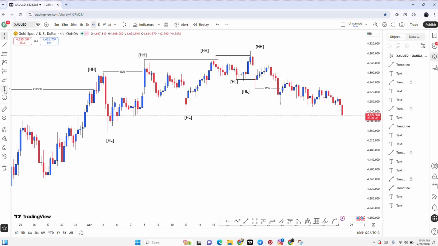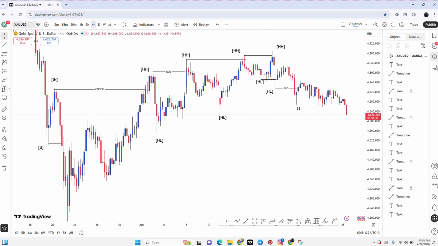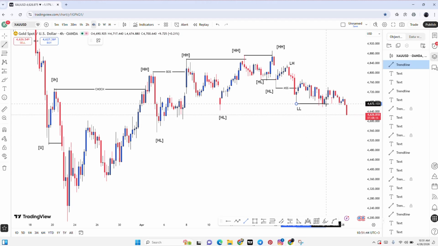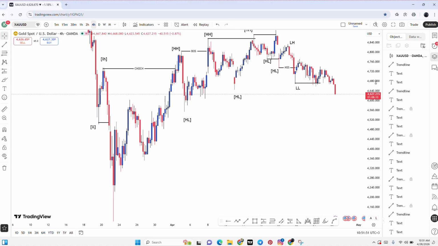Now this will be our lower low, and then this last high will be our lower high, like that one. Now we can see we also took the lower high again. Now technically this tells us that price is going to the downside. Now we'll be looking for selling opportunities.